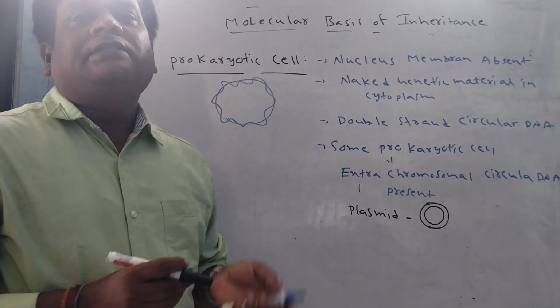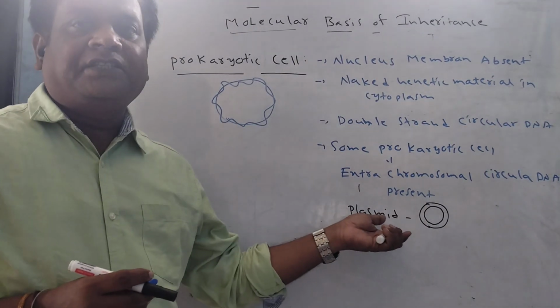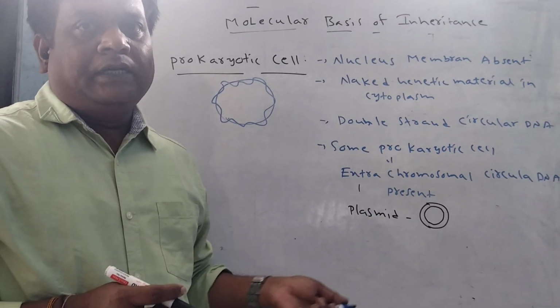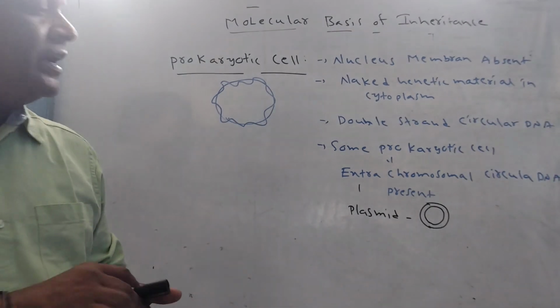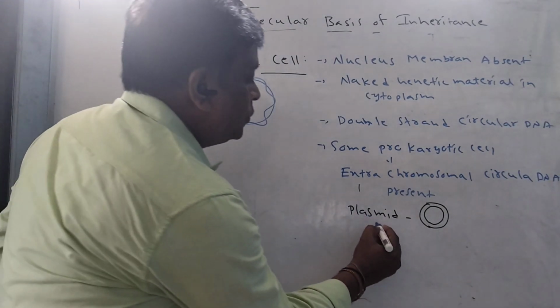The plasmid also has the capacity for self-replication. And these are used in the recombinant DNA technology process as vectors. These plasmids are used as vectors.